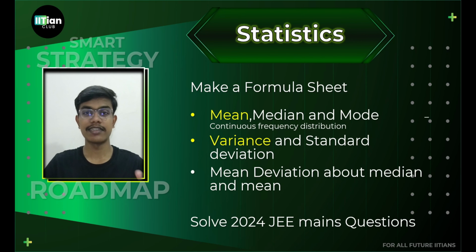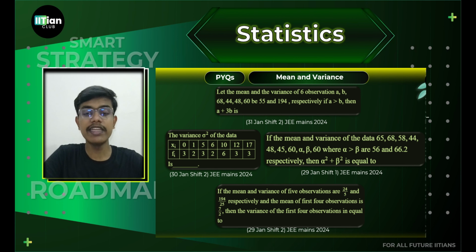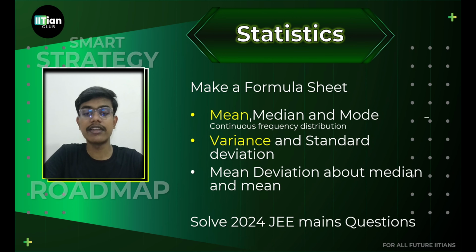Starting with statistics. This chapter, if you learn completely, is plus 4 in your paper. It's for sure. You can expect most of the questions from mean and variance. That's what I have highlighted over here. Even when you go through 2024 questions, you will see most of the questions are around the mean and variance concept. Although there are mean, median, mode, variance and standard deviation, mean and variance are the most frequently tested topics. So make sure you cover them to a great extent.